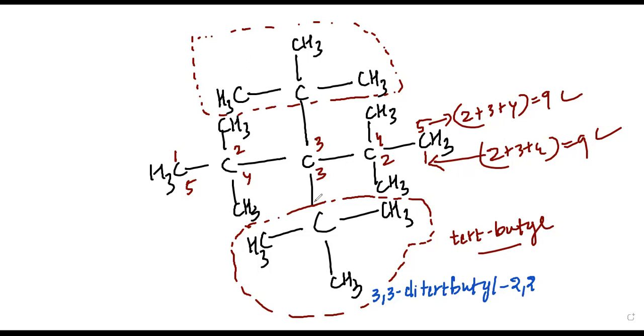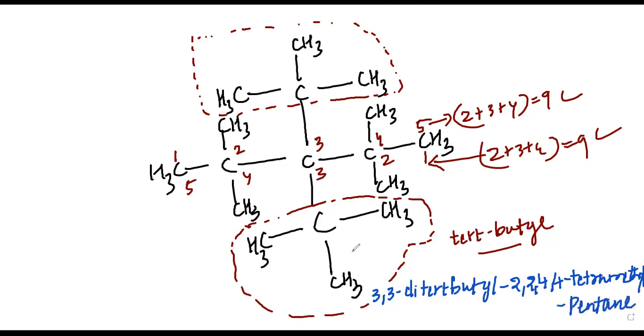Just a minute, my dear students. What happens to this? It suddenly stops. So we have 2, comma 2, comma 4, comma 4, tetramethyl pentane.